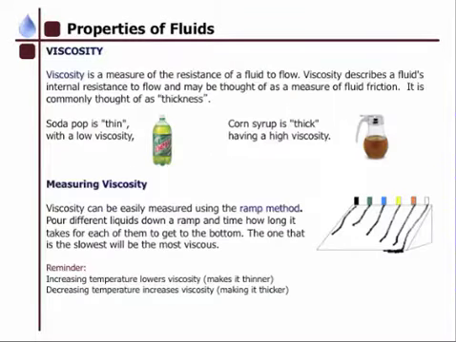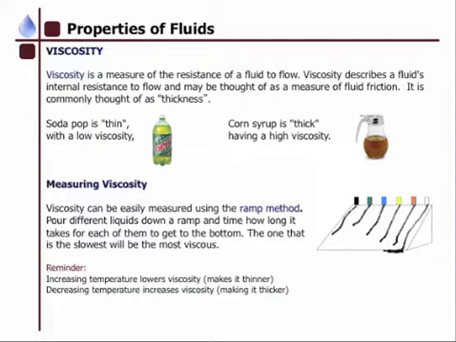Alright, so now we're talking about the properties of fluids. Some properties of fluids, one being viscosity. Viscosity is a measure of the resistance of a fluid to flow. So viscosity describes a fluid's internal resistance to flow and may be thought of as a measure of fluid friction.